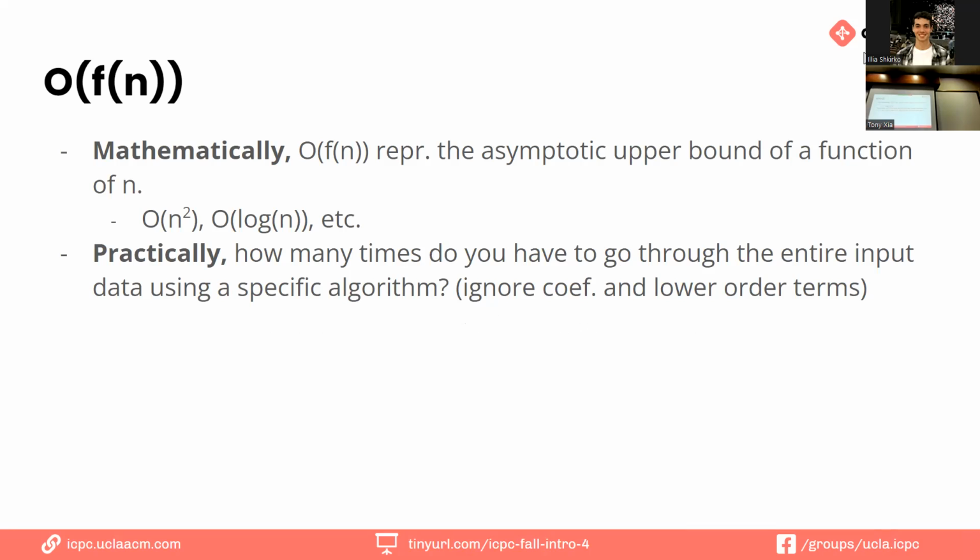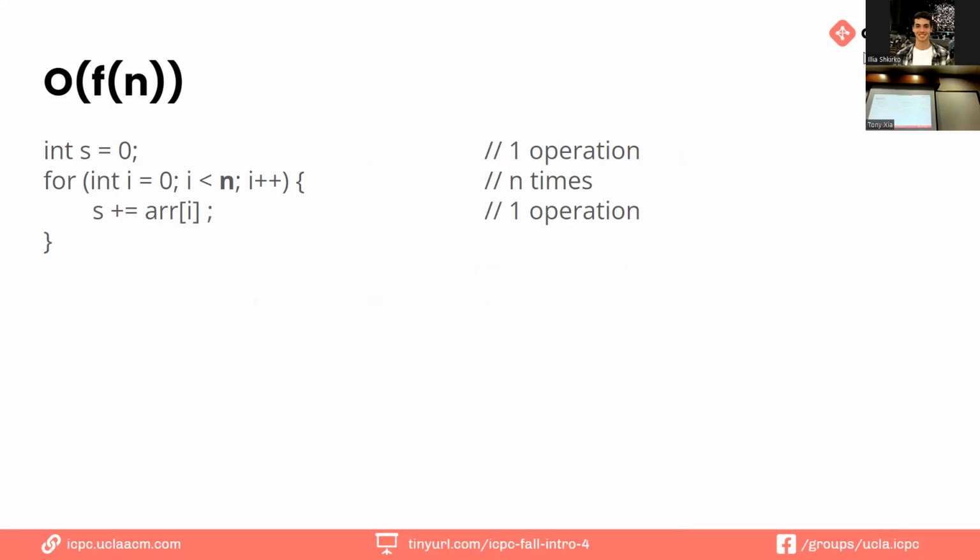Basically what it tells you is how many times you have to go through the entire input data using a specific algorithm. And so what we do is we ignore the coefficient and the lower order terms. We'll show you an example on this slide. Looking at this example here, we iterate through a loop n times, and on each iteration we add the ith element to s. Does anyone know what the time complexity of this function would be?